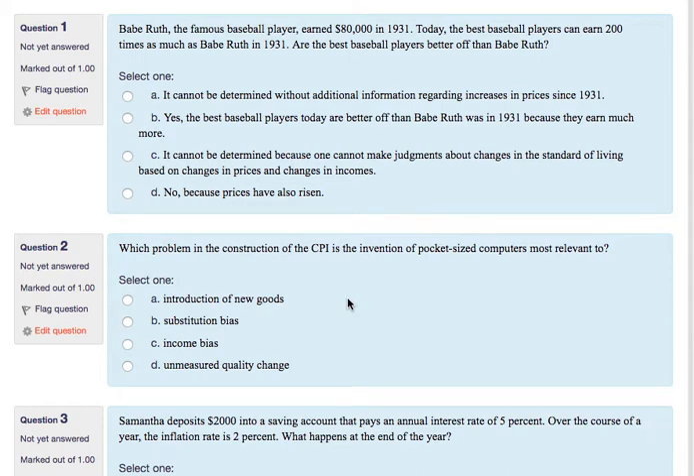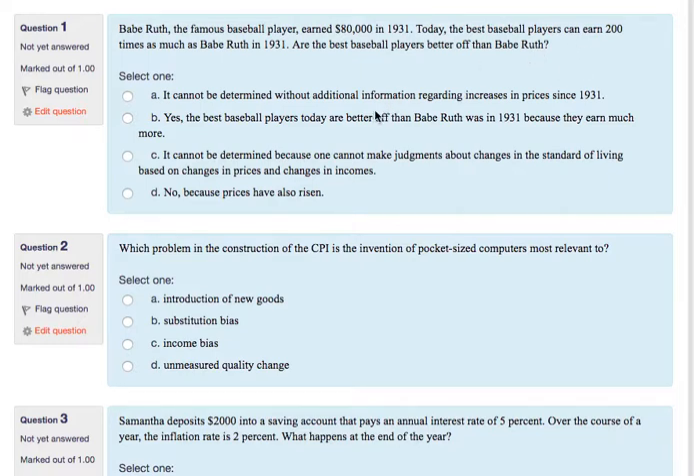So in chapter 6, we're talking a lot about inflation calculation using the CPI approach. The CPI approach versus the GDP deflator approach is a lot about looking at cost of living and how that changes over time. So this first question talks about Babe Ruth, a famous baseball player, who earned $80,000 in 1931. Today, the best baseball player can earn 200 times as much as Babe Ruth in 1931. Are the best players better off than Babe Ruth?